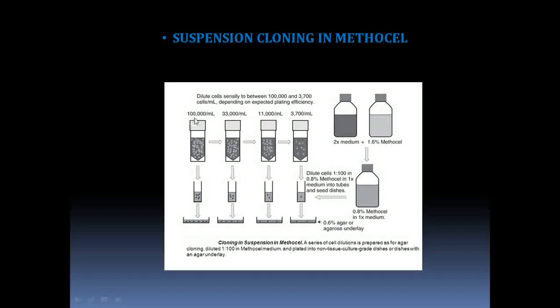So here you can see the number of cells being reduced and cloning is done. Why are we specifically using methocell? Because in this viscous medium we can easily observe that the colony is derived from a single cell. They won't get detached easily, so there won't be any misguidance or miscrutinization about whether it developed from one cell or from another cell.